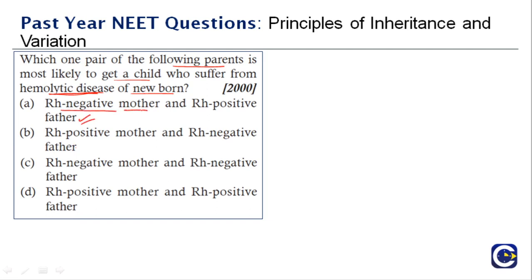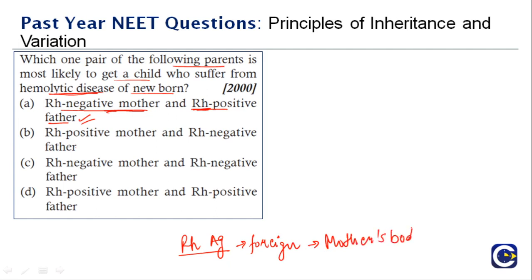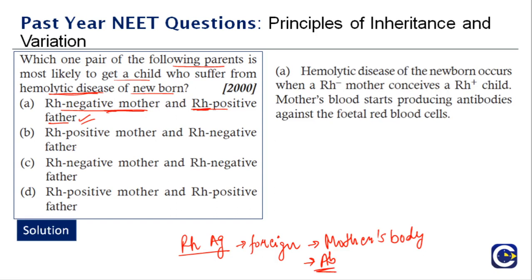Rh negative mother will not have Rh positive, okay? And when it is the Rh positive father and the child is Rh positive, the body of the mother will start producing antibodies against the fetus, okay? Because this Rh antigen that is present on the fetus will be recognized as foreign by the mother's body, and as a result there will be antibodies produced against the fetus in the mother's body. So hemolytic disease of newborn occurs when Rh negative mother conceives Rh positive child. Mother's blood starts producing antibodies against the fetal red blood cells. The right answer is A. Rh negative mother and Rh positive father.